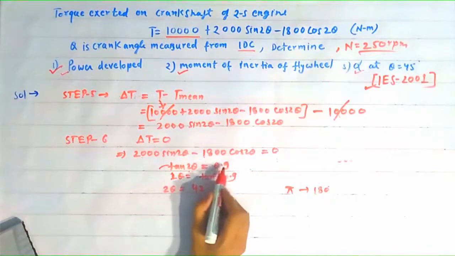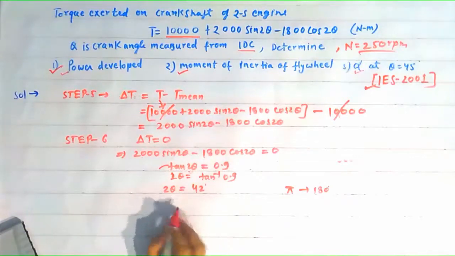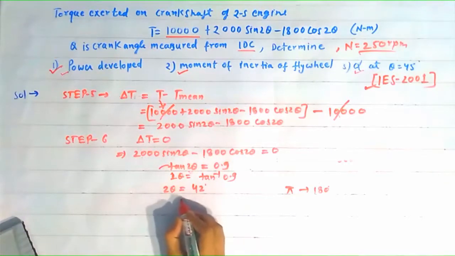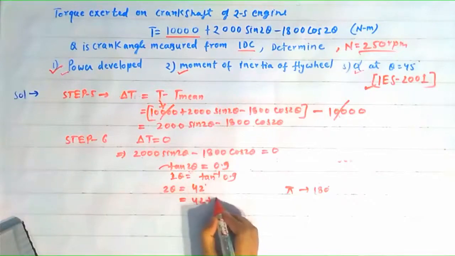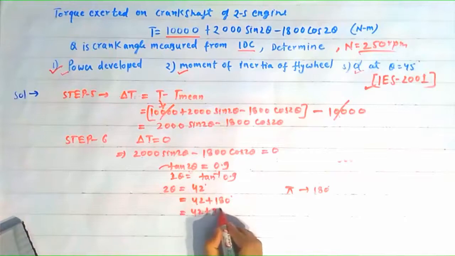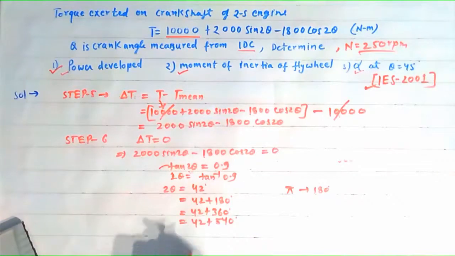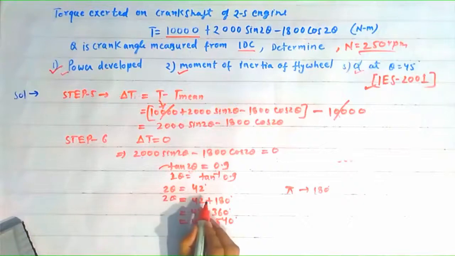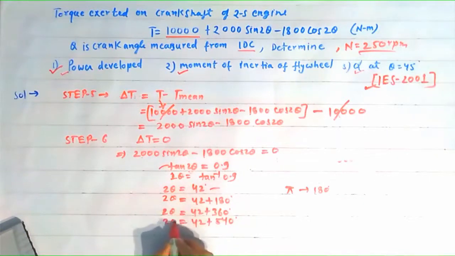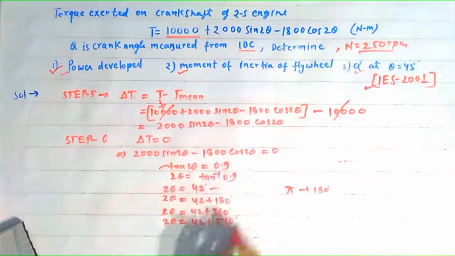So this value of 0.9 will remain same for what value of theta, that is 2 theta? For 42 plus 180 degree, for 42 plus 360 degree, for 42 plus 540 degree. That is, after every pi the value of tan function remains same. So the value of 2 theta will be this, this and this. For all these values of 2 theta, the value of tan 2 theta will be 0.9.